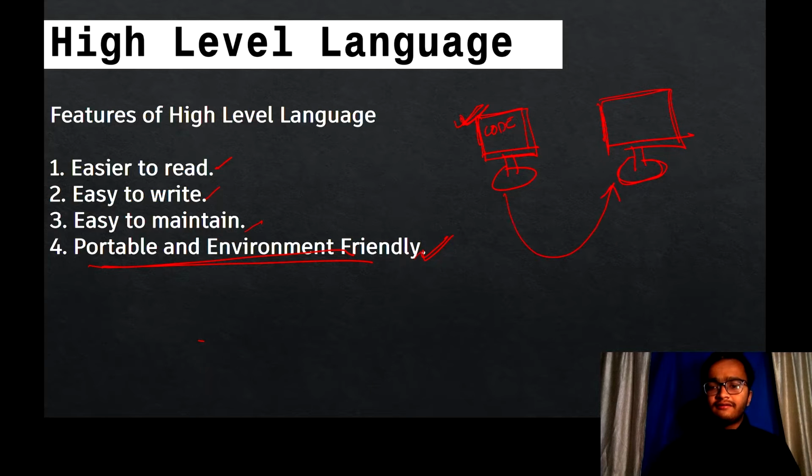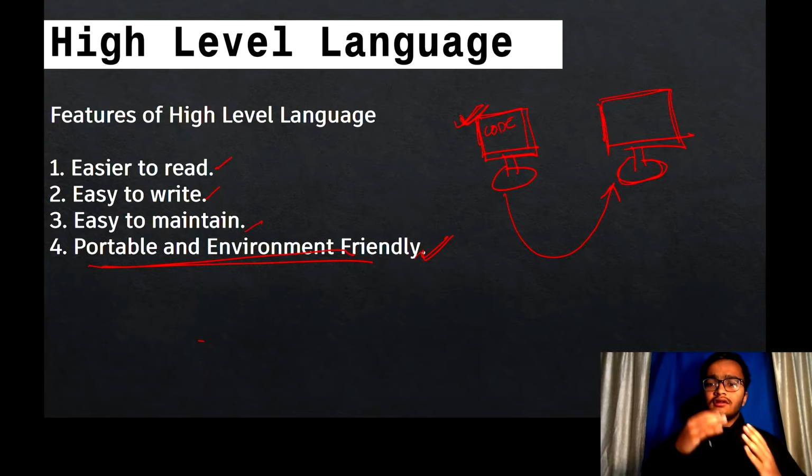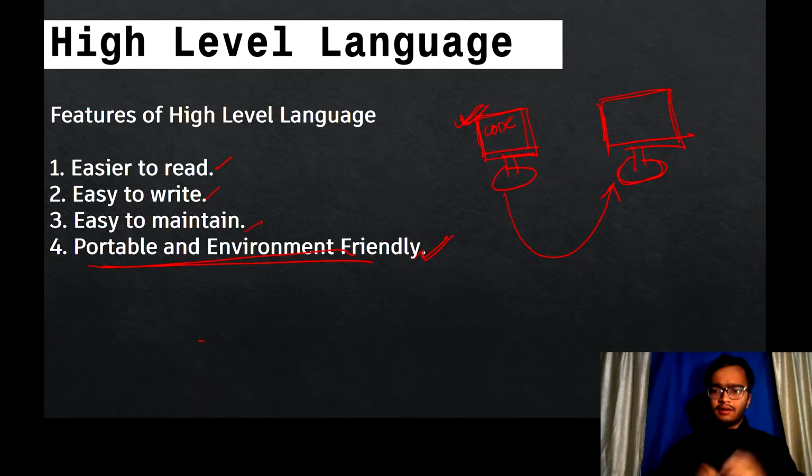That means it is environment friendly, that is, it is barrier friendly. The code which I run on my computer will also run in your computer and other computers of the world. That means it is portable, that means I can transfer the code from one computer to another, and environment friendly, that means it has no environment barrier. Code running in my computer will also run in your computer too, right? So these are the quite advantages of high level language.